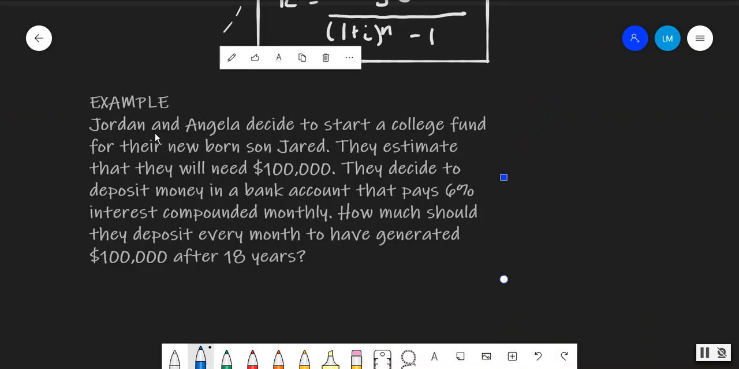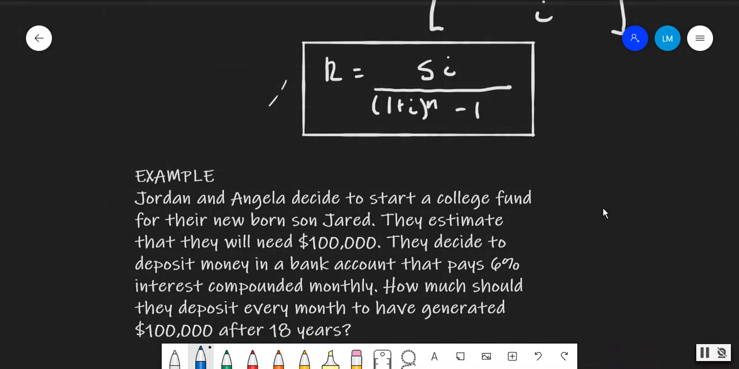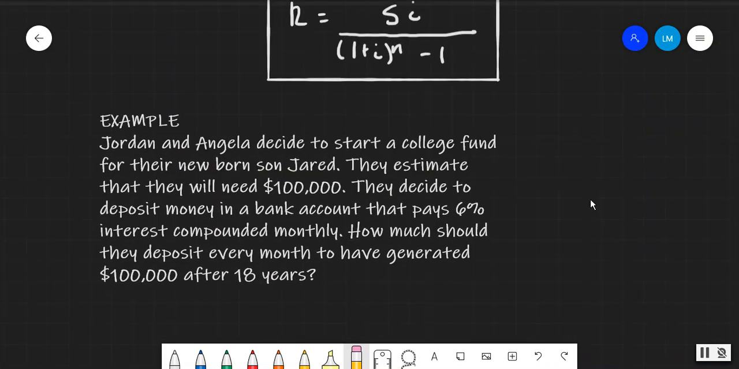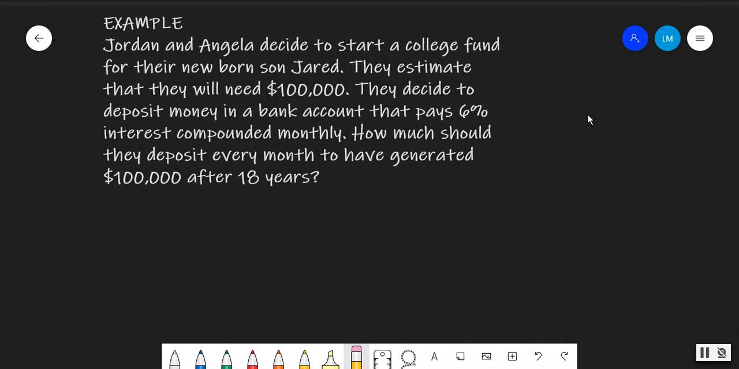Okay, and remember that a sinking fund is where we just need to find the periodic payment because we know that we're going to have some amount or big expense that we'd like to have that money for. So for example, Jordan and Angela decide to start a college fund for their newborn son, Jared. They estimate that they will need $100,000. So already I know how much is required. It's $100,000. So we know that S is equal to 100,000.